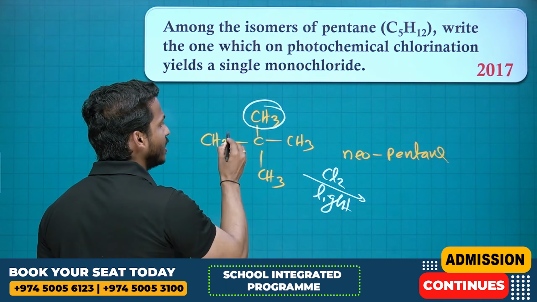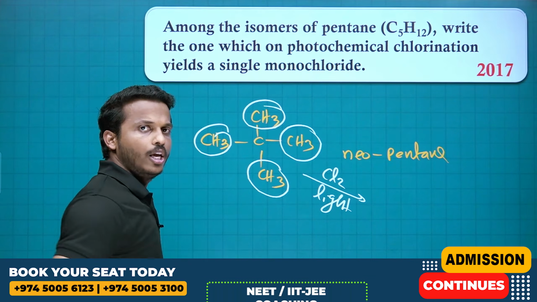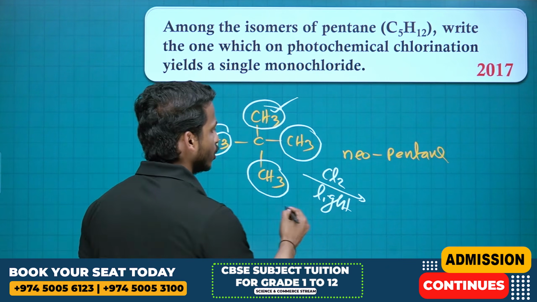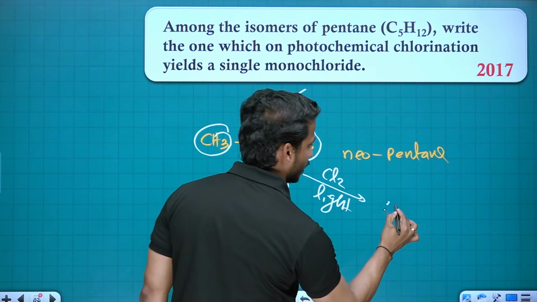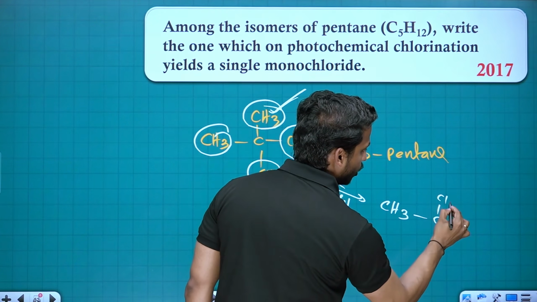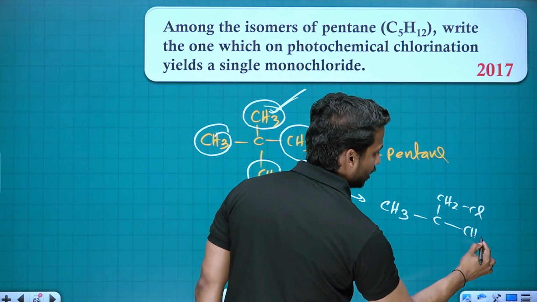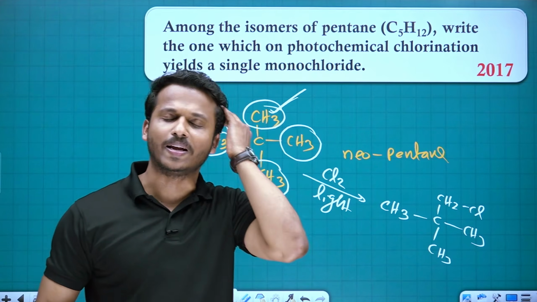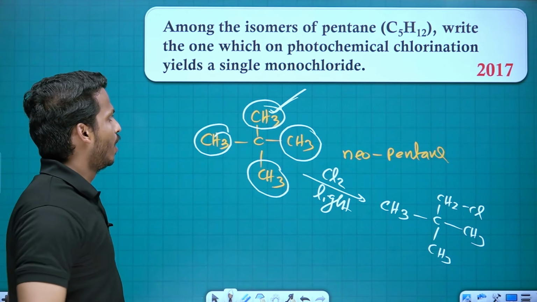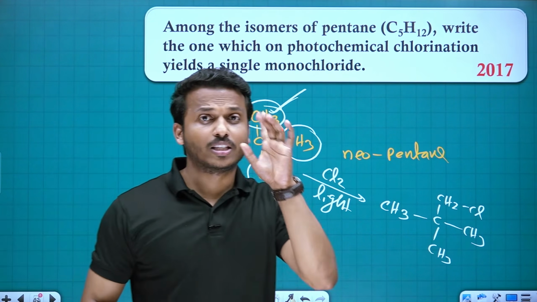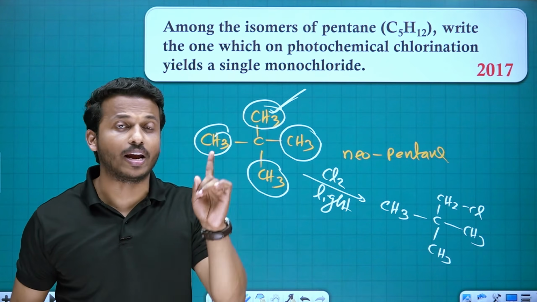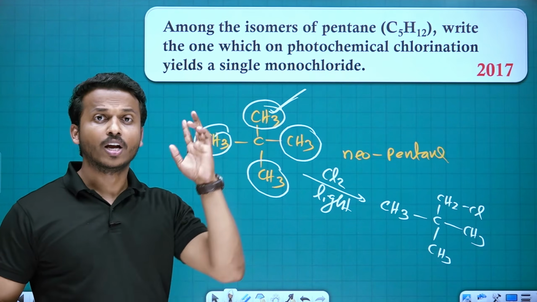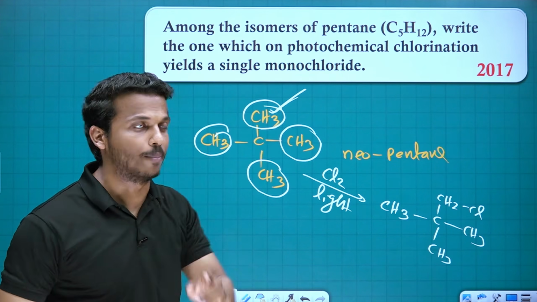See all these CH3 are identical, right? If you remove hydrogen from any of the CH3, you will get the same product. Suppose I am taking hydrogen from this, I want to add chlorine there. So you will get CH2Cl, here CH3, here CH3. So if you take hydrogen from any of the CH3, you will get the same product. Okay, keep this in mind. This is an isomer of pentane, C5H12. The name is neopentane or 2,2-dimethyl propane. On chlorination you will get only one product.